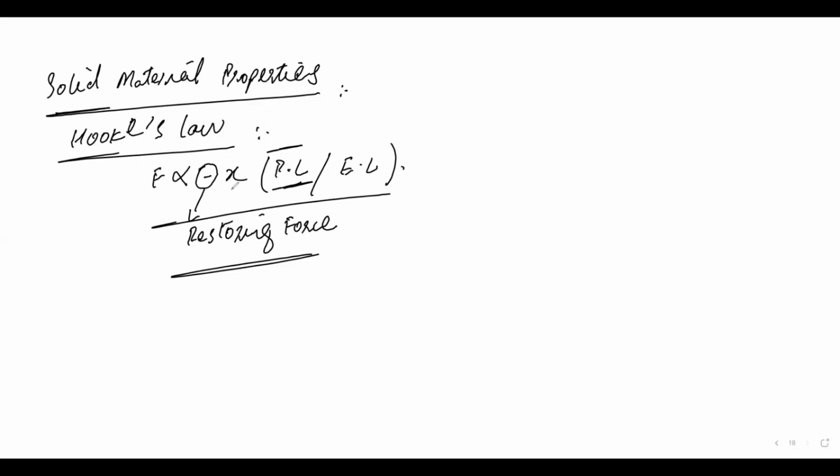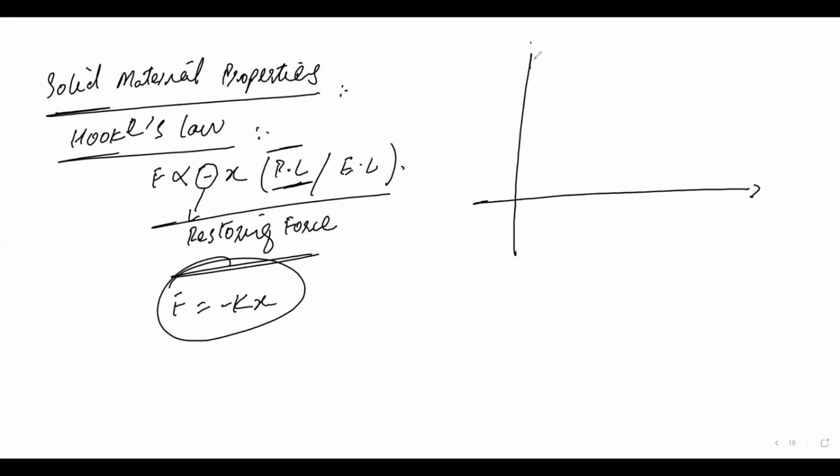So F is proportional to negative x, and from this you'll have F equals negative kx. Now, whenever you draw an F-x curve from this equation, it would always be a straight line until the proportional limit. How would you calculate the spring constant from this curve? The gradient. Exactly. The gradient would always get you the spring constant.